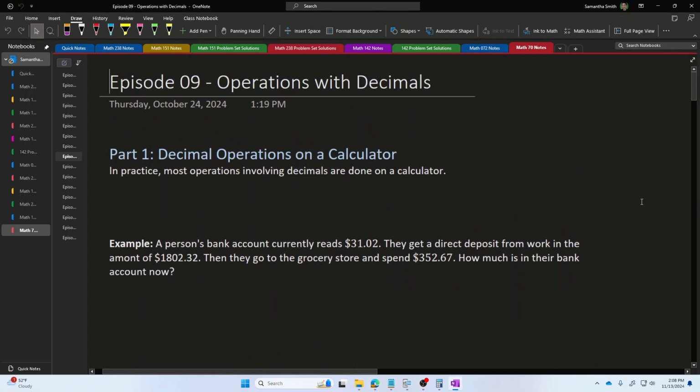In episode 9, we're going to be talking about how to do calculations using decimals. And I'll tell you right now that most of the time when we're doing operations using decimals, we're going to be doing them on a calculator. Depending on the variety of calculator you're working with, it can be difficult to do operations with fractions on a calculator. But basically, every calculator can handle decimals really, really easily.